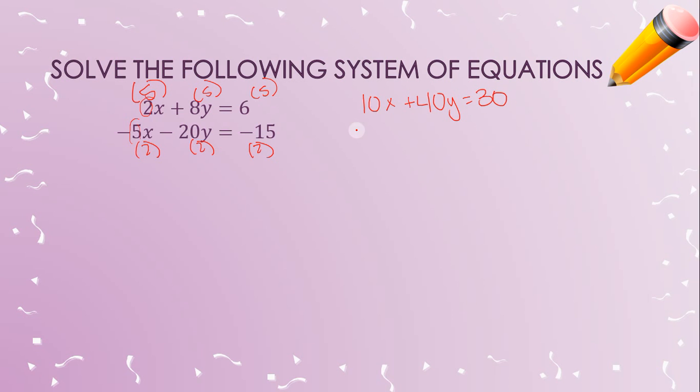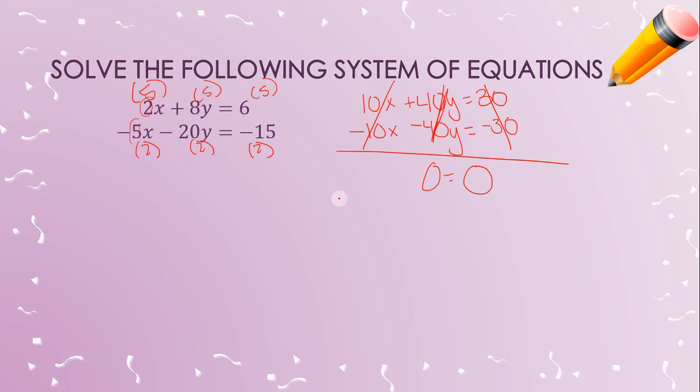Negative 5 times 2, we know that's negative 10x. Negative 20 times 2, that's negative 40y. And negative 15 times 2, that's negative 30. Cancel, because we're adding now. Cancel. 0 on that side, it looks like. 30 minus 30, that's 0 too. So 0 equals 0. That actually works out, right?